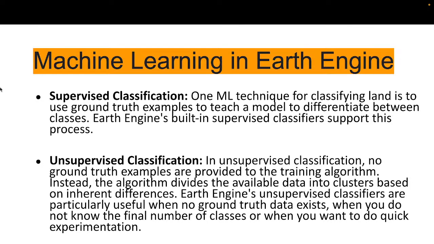But when you apply unsupervised classification, you don't need any kind of label data. We don't need any pre-categorized data. So this is the other algorithm type, unsupervised classification. And when you apply supervised classification, you must have the label data. Label data is also called pre-categorized data.